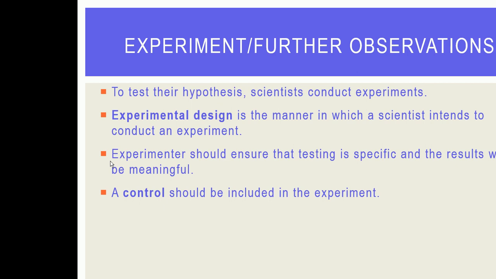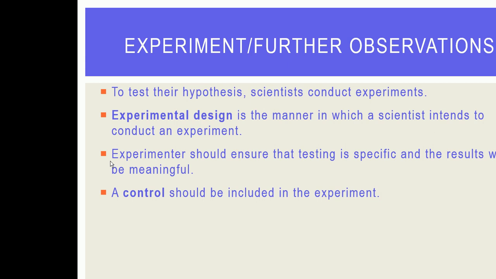Control has to be included in every experiment, because control is something with which you will be able to do some comparison. A control is something which is not getting that specific treatment which we are trying to test. If we do not have the control in the experiment, then we cannot say for sure the effect is because of what we are trying to test.